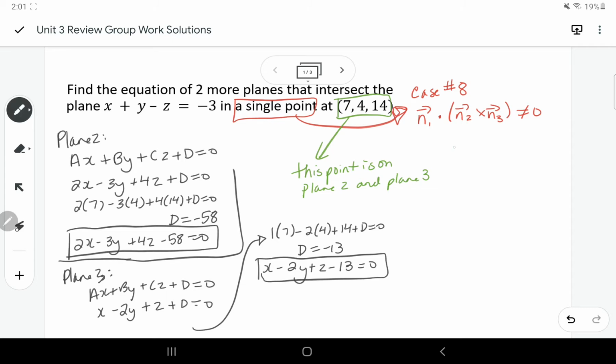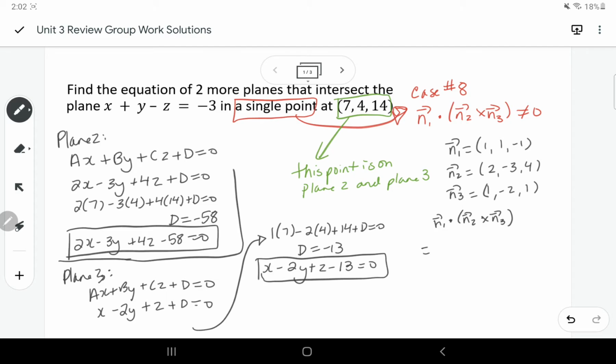So I know that N1 is 1, 1, negative 1, N2 is 2, negative 3, 4, and N3 is 1, negative 2, 1. So I'm going to check N1 dot N2 cross N3 and see what that gives me.